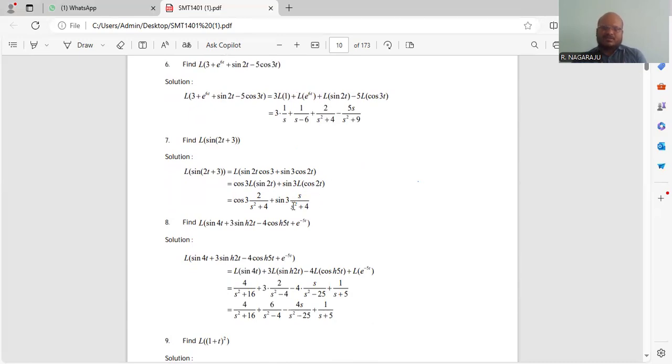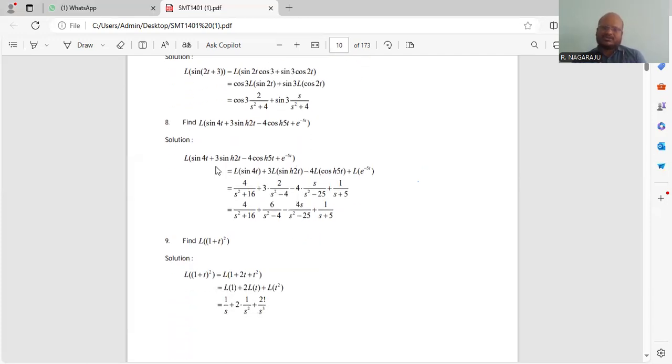After this, we have one more problem. Here also there are 4 formulas: f of t, g of t, h of t, and j of t. So here also you have to use the linear property only. You first have to split whatever functions are there, and after that we can get the result using this form.